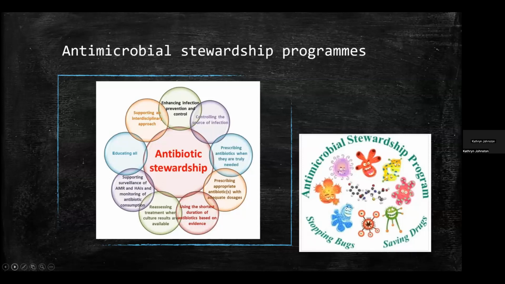CDC designed antimicrobial stewardship programs. I'm going to talk about that in a few minutes. And WHO and PAHO have produced toolkits for helping to implement them. One component that I do want to make, because I talked about the fact that antimicrobial stewardship and IPC programs are important in limiting the development and spread of multi-drug resistant organisms.